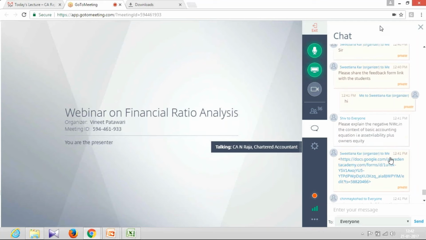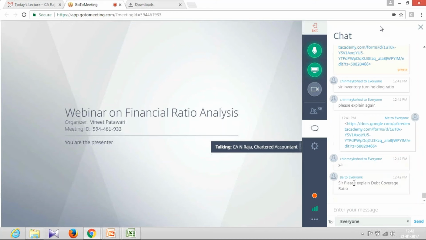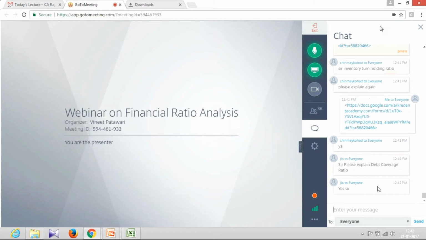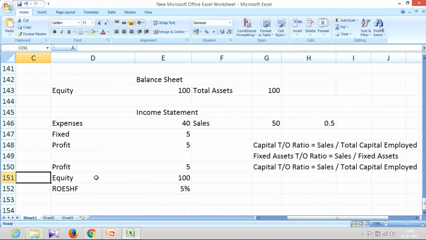Then there is a query from Shankar Narayan. Sir, please explain debt coverage ratio. Do you mean debt service coverage ratio? Yeah. So coming back to questions one after the other, we'll start with debt service coverage ratio.